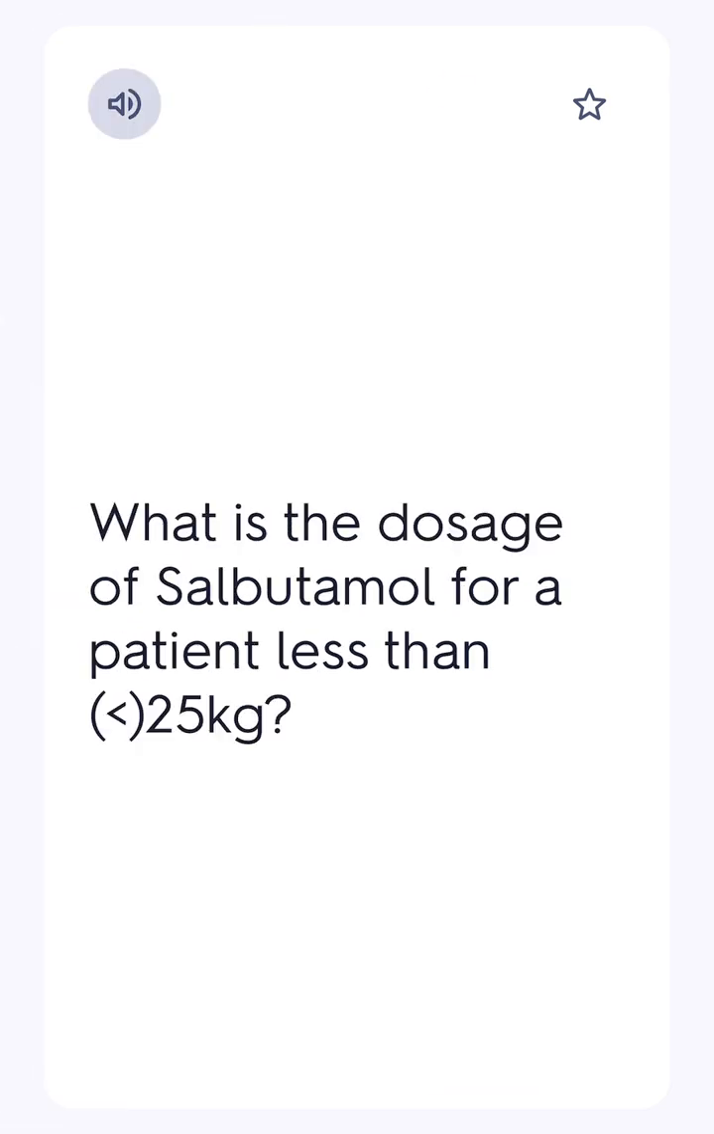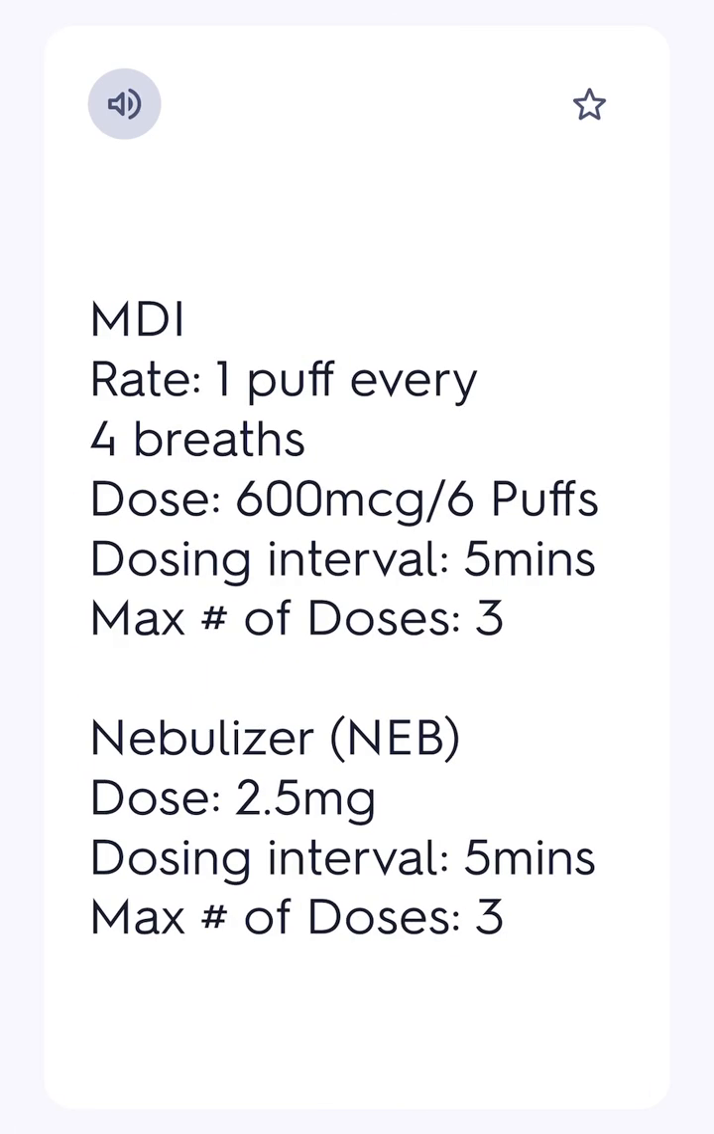What is the dosage of salbutamol for a patient less than 25 kilograms? MDI: rate, 1 puff every 4 breaths; dose, 600 mcg/6 puffs; dosing interval, 5 minutes; max number of doses, 3. Nebulizer: dose, 2.5 mg; dosing interval, 5 minutes; max number of doses, 3.